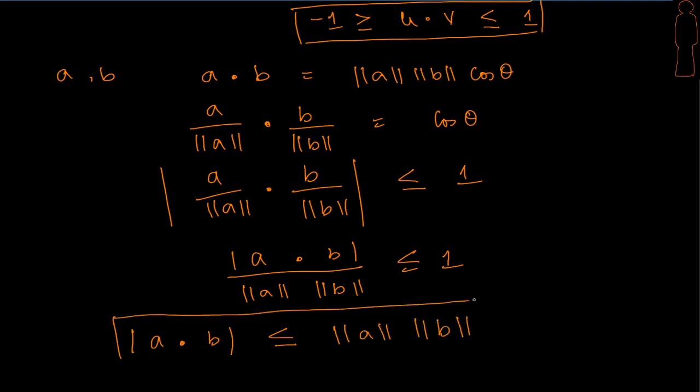So another very beautiful result that's coming through. It says take the dot product. Remember, the dot product can be negative, but what we are saying here in this inequality is pick the modulus of the dot product, and that will always be less than or equal to the product of the individual vectors' magnitudes, right? And this is termed as Schwarz inequality.